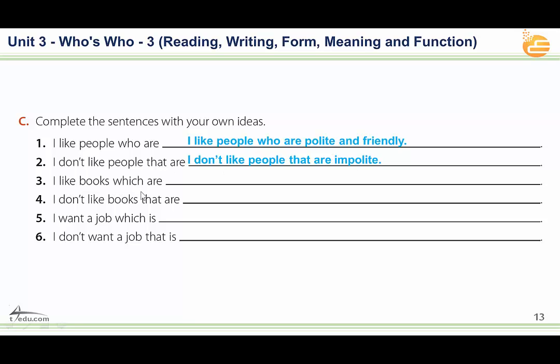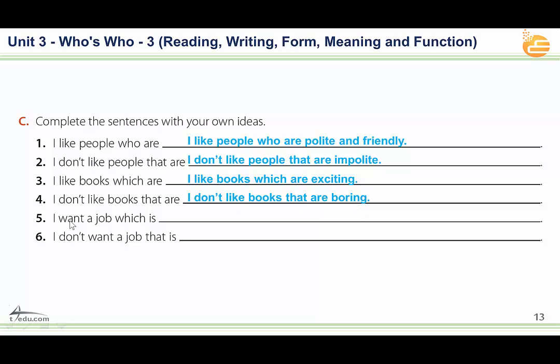Number three, I like books which are. Which are useful, for example. Which are easy to read, for example. Which are exciting. Beautiful. Number four, I don't like books that are difficult to read, not exciting, boring. I don't like books that are boring.